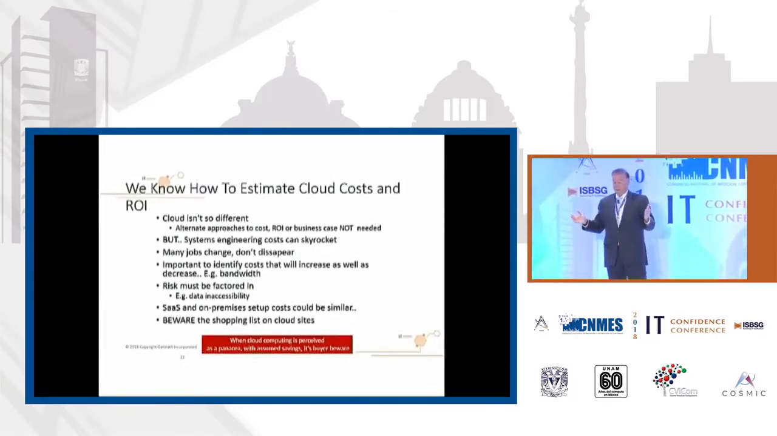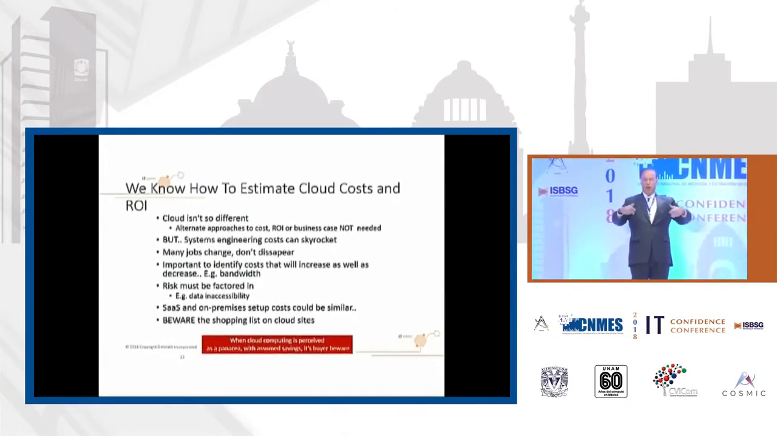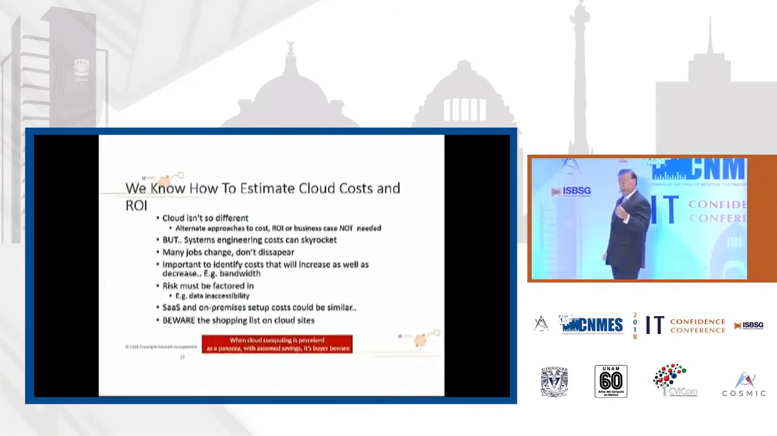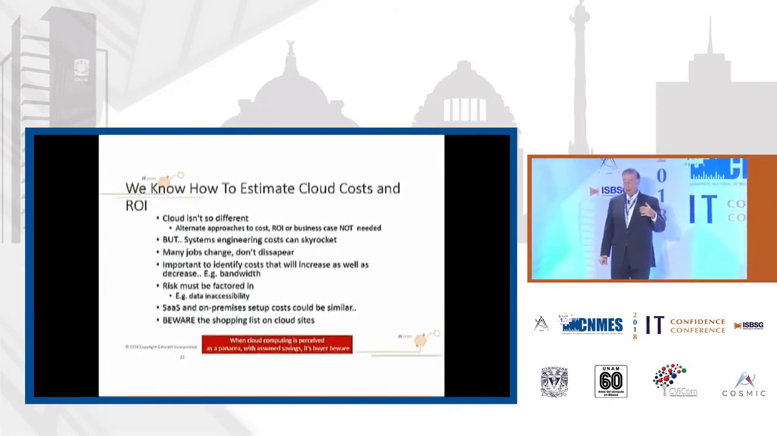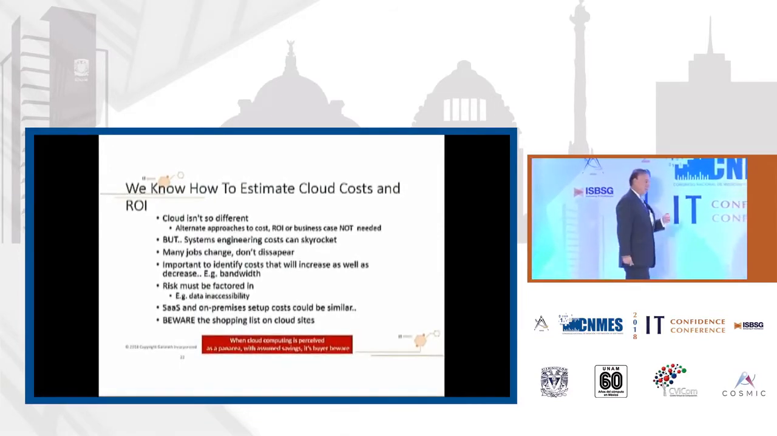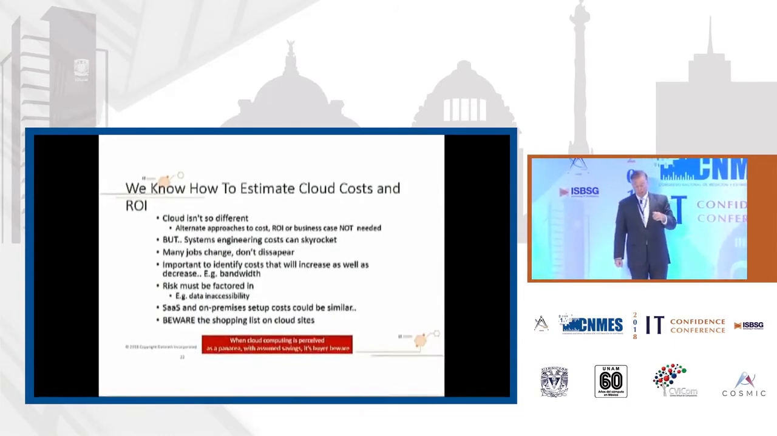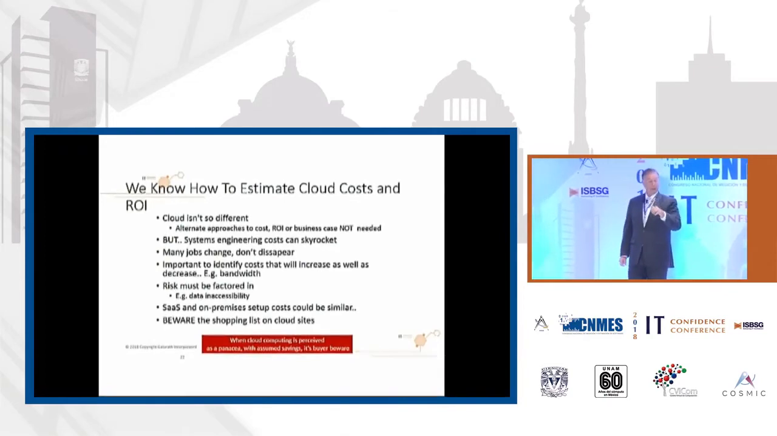Things like bandwidth. Suddenly everybody's on the cloud. The whole organization needs 1,000 times more bandwidth out to the cloud. Risk has got to be factored in. Data accessibility. Cloud can be more secure now than on-premises in many cases. But some people think cloud is a panacea. We're going to solve all our problems, solve all our costs. It's certainly going to lower your electric bill. But cloud, again, is not necessarily cheaper.